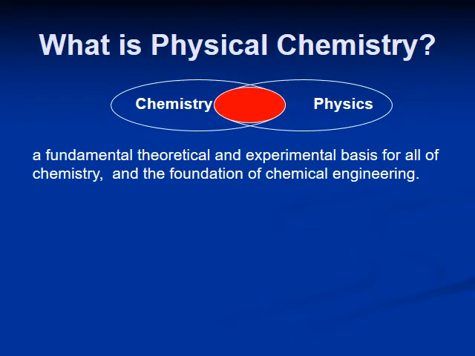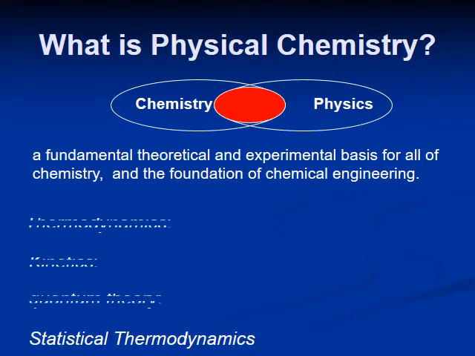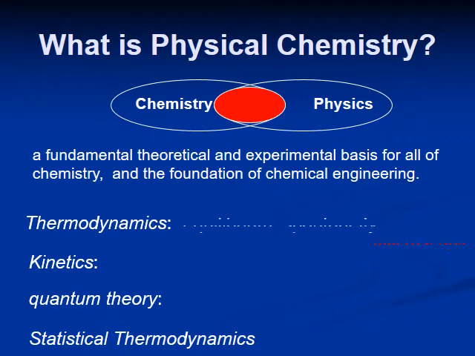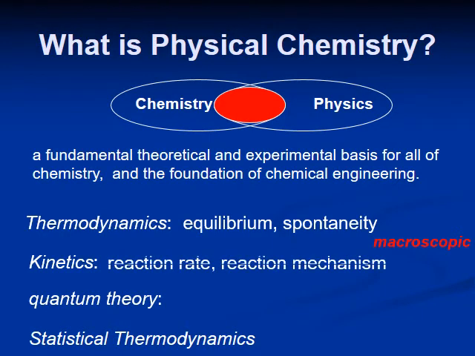What is physical chemistry? In physical chemistry, we use physics as a tool to study chemistry. It is a fundamental theoretical and experimental basis for all chemistry and the foundation of chemical engineering. Typically, physical chemistry includes thermodynamics, kinetics, quantum mechanics, and statistical thermodynamics. In thermodynamics, we study equilibrium and spontaneity, and in kinetics, we study reaction rate and reaction mechanism.